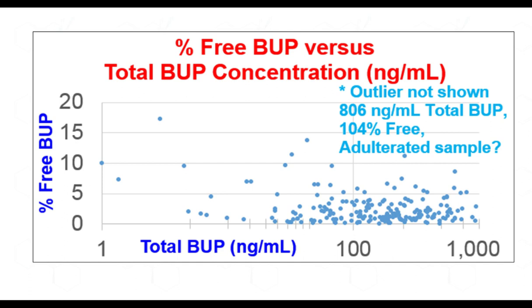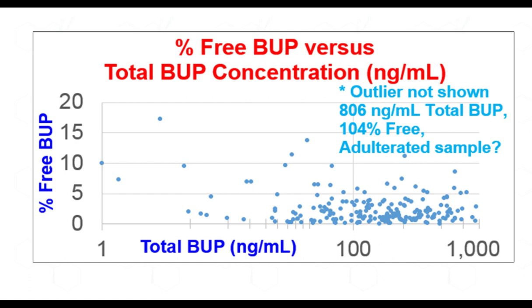If we look at the same plot for total norbuprenorphine versus percent free, you can see that we have a higher percent free, around 20 to 30%, and that's what saves us essentially and allows us to use a cutoff of 0.5 nanograms per mil for the free method. And you can see again concentrations go as high as 4,000 nanograms per mil for the total. And finally, for buprenorphine, the same plot. We saw a percentage somewhere between 2 and 5% free for most of the samples that were measured for total and free buprenorphine.